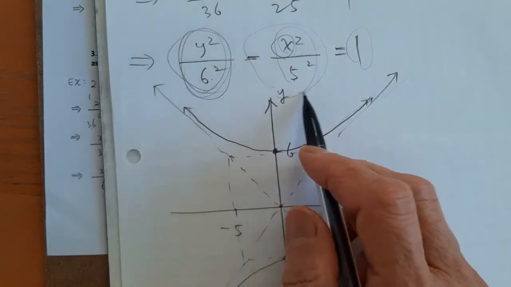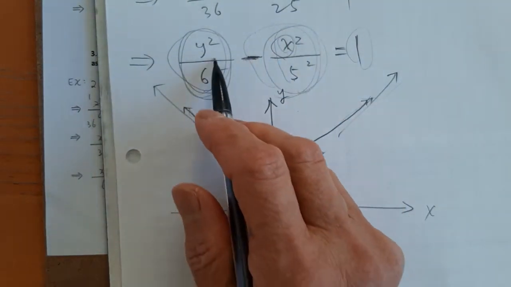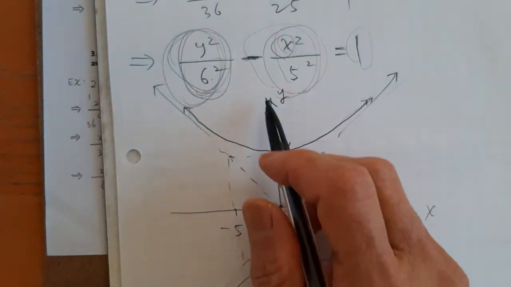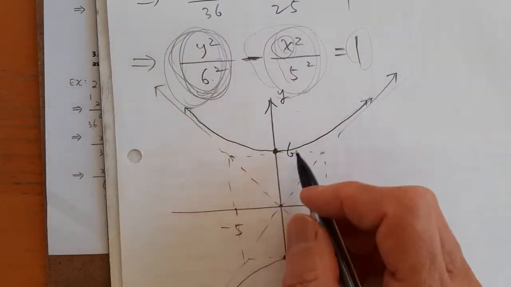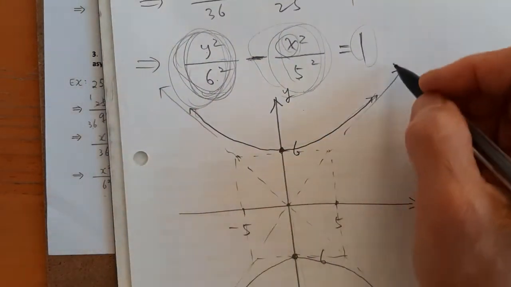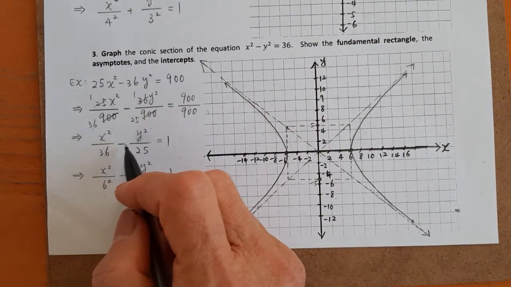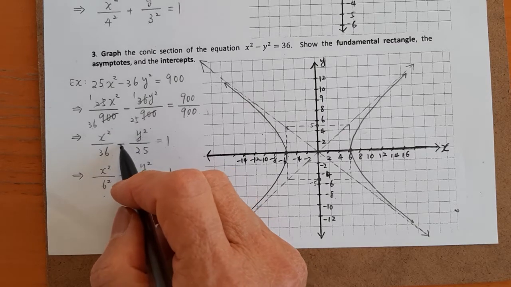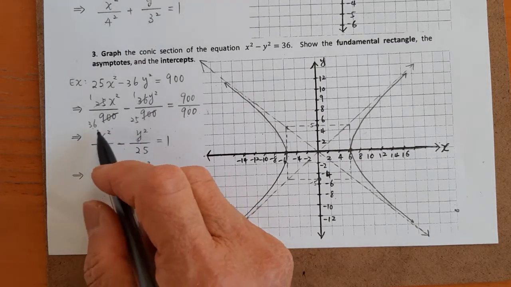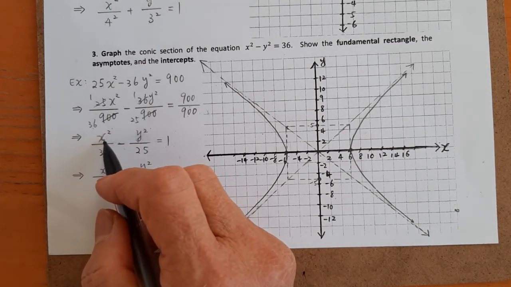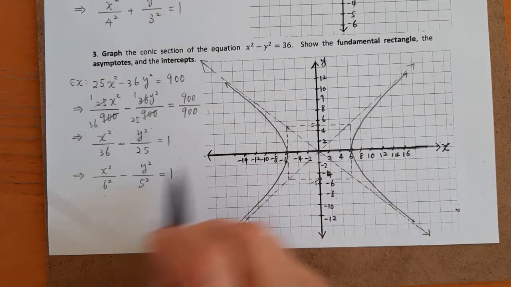This x term is negative 1. This is positive 1, so the graph is along the y-axis. And this one is x squared minus y squared. Y squared turns negative, x squared turns a positive 1, so the graph is along the x-axis.